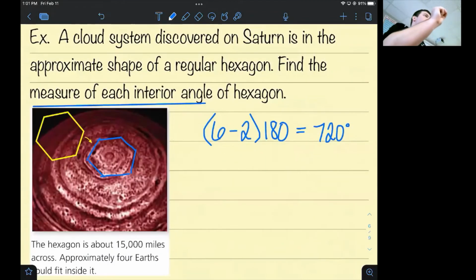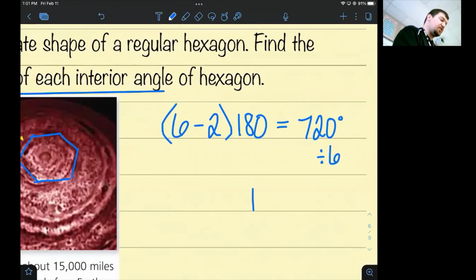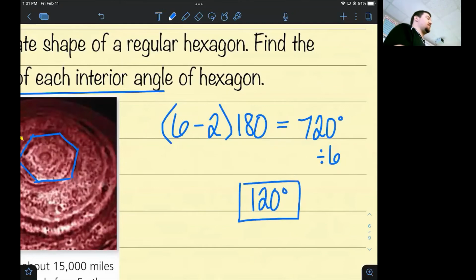Now, if it's a regular hexagon, that means each of the angles are congruent. How am I going to find out what each one would be, Carter? Once you divide it by 6. That's right. If each of the angles are congruent, I can split that 720 degrees 6 ways. Carter, what's 720 divided by 6? 120. So each angle on that regular hexagon is going to be equal to 120 degrees.